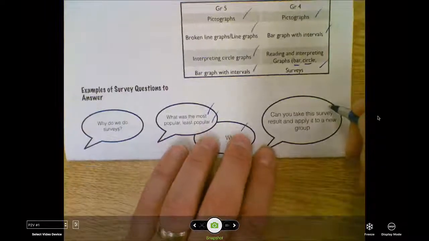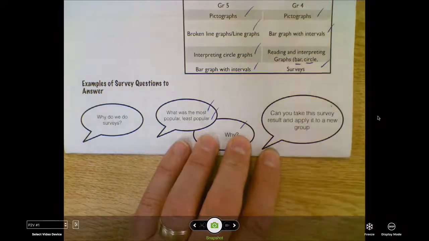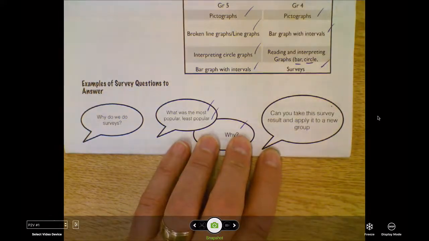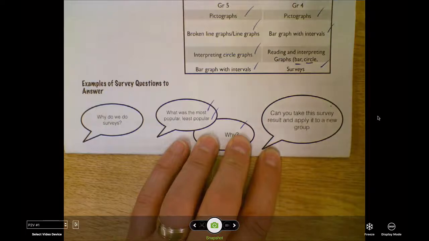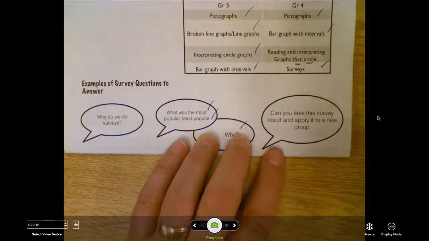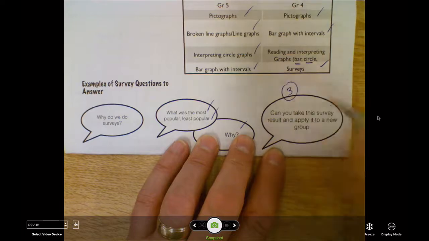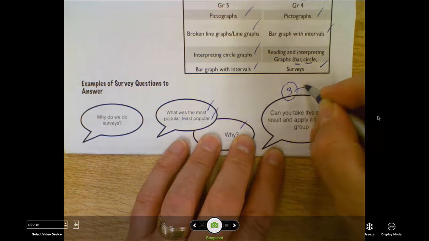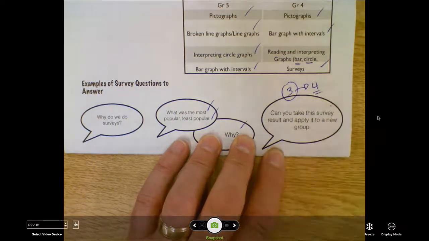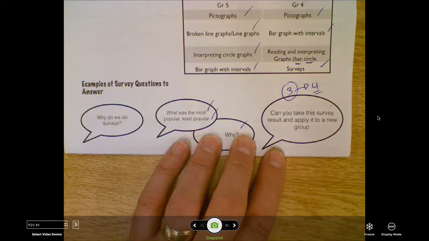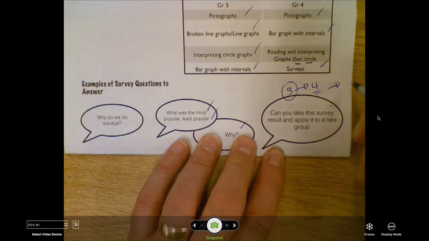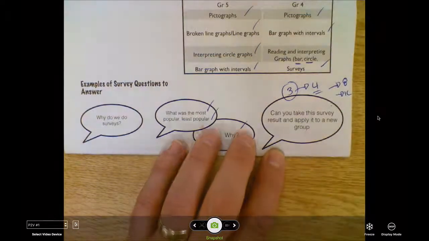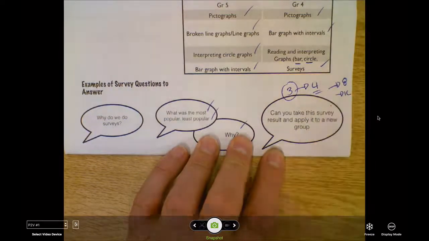One important part is, can you take a survey result and apply it to a new group? And I would say that within reason, yes. So if I ask all the grade 3s at Chime what they want to do for the playground, that will probably cover me for what the grade 4s would also think. But I wouldn't extrapolate that all the way to what the grade 8s think, or maybe even what the kindergartens think. So that's kind of what that means. You can use the data for similar groups, basically.